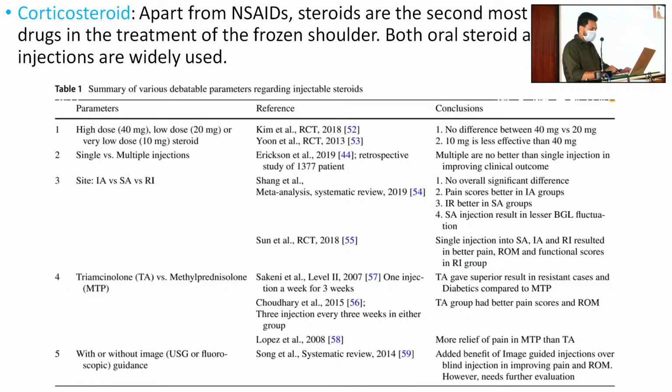Triamcinolone gave superior result in resistant cases and diabetes compared to methylprednisolone. Triamcinolone group had better pain score and range of motions. With or without imaging, there is added benefit of image guided injections over blind injection in improving pain and ROM. However, needs further evaluation.